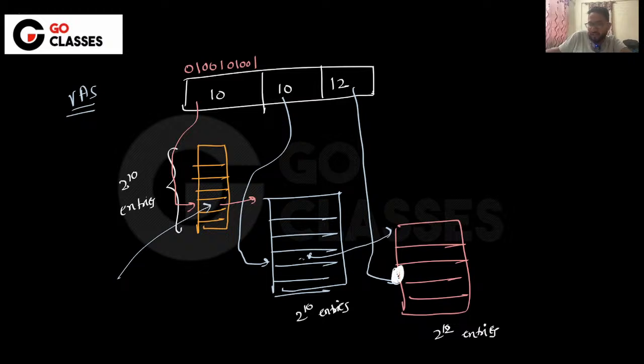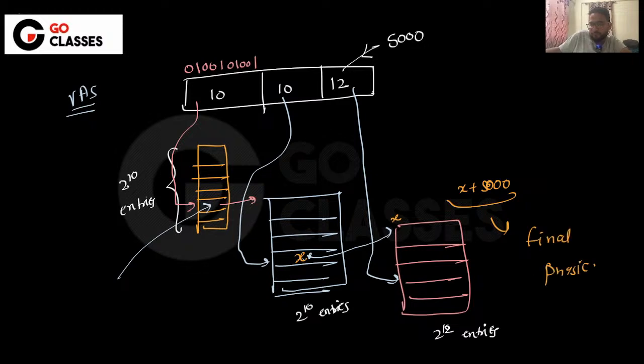So this address, after this 12, I mean you will go here, and then whatever this address is, you will add 2 power 12 here. I mean sorry, whatever number this is, let's suppose this number is 5000. So let's suppose this is x. This is storing x, which means this address is x. You will say x plus 5000 is your final physical address, right?